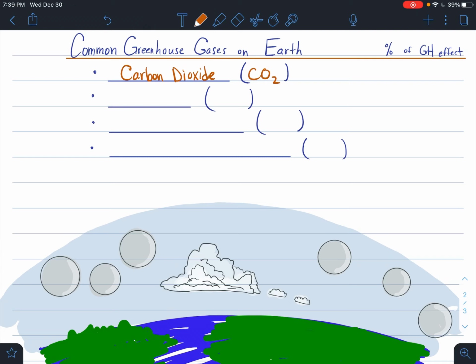Another common greenhouse gas is methane. And methane is made out of carbon and 4 hydrogen atoms. I know there's 4 because the 4 is below the H, which is hydrogen. So 1 carbon and 4 hydrogen atoms makes up the chemical formula, CH4. Another common greenhouse gas is nitrous oxide. And nitrous oxide, the chemical formula at least, is N2O.